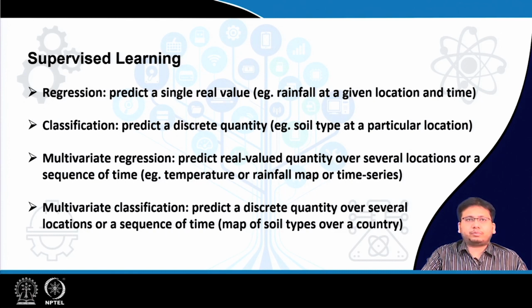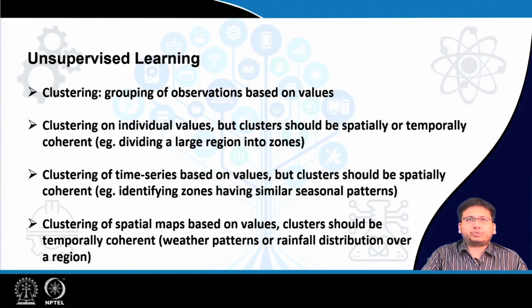Then there are also multivariate regression problems, where we may want to predict real valued quantities over several locations or for a sequence of time, for example a temperature or rainfall map, which is a spatial map, or a time series. Similarly, there are also multivariate classification problems, where we try to predict a discrete quantity over several locations or a sequence of time, for example an entire map of soil types over a country, or over a period of time.